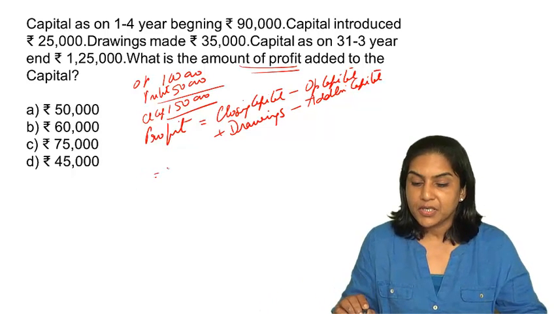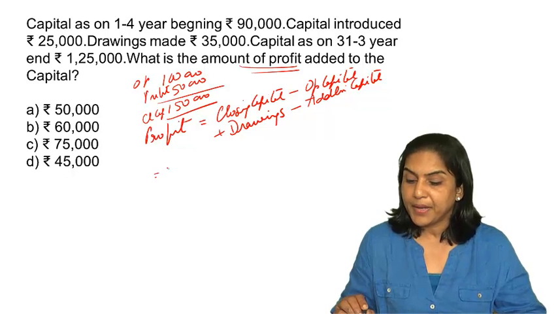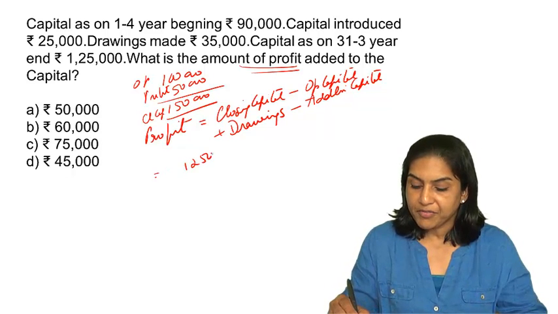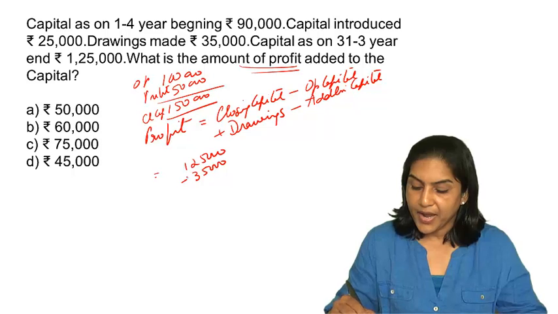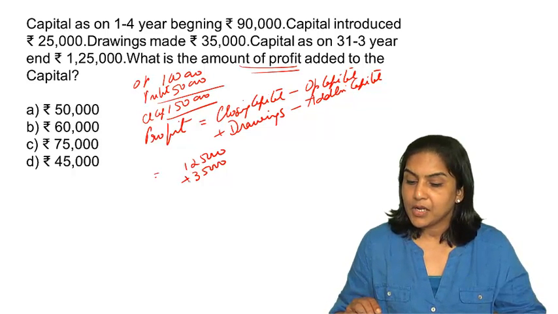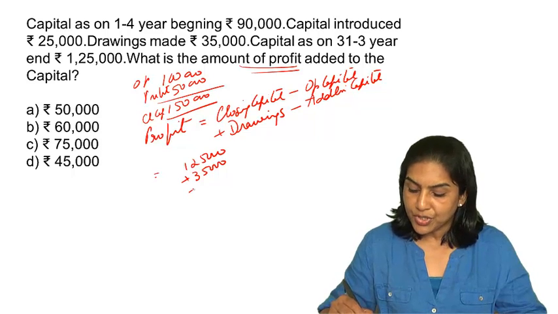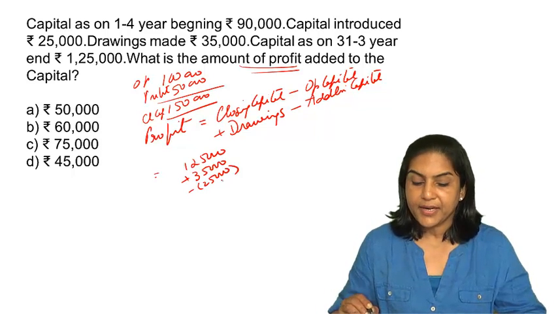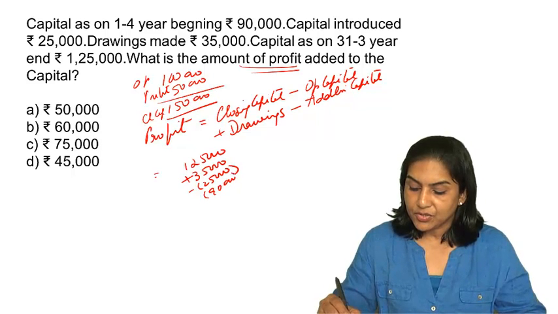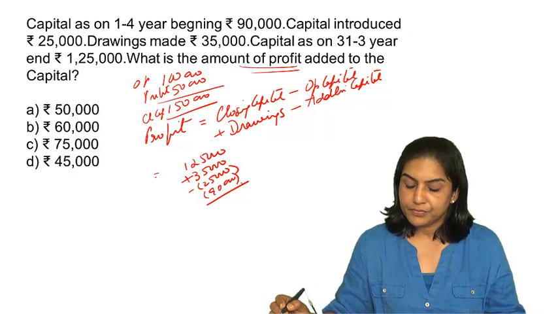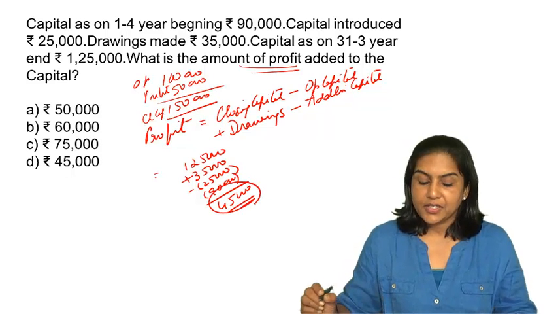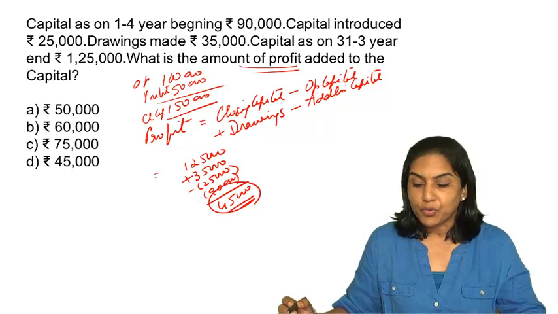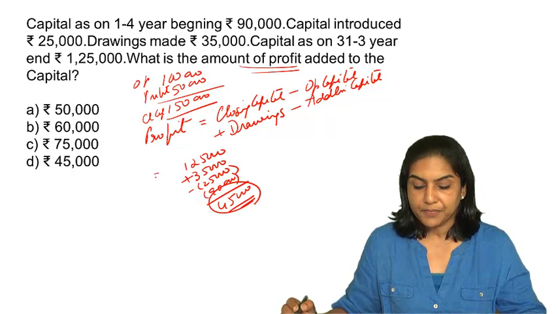So what is profit? Profit in this case would be, closing capital is 1,25,000. Drawings is 35,000. We add that. Capital introduced is 25,000. So subtract that. And opening capital is 90,000. Therefore, answer is 45,000. Correct answer should be 45,000 is the amount of profit.